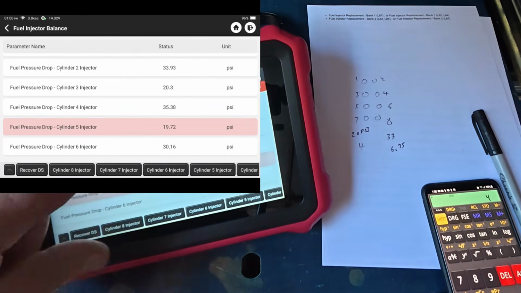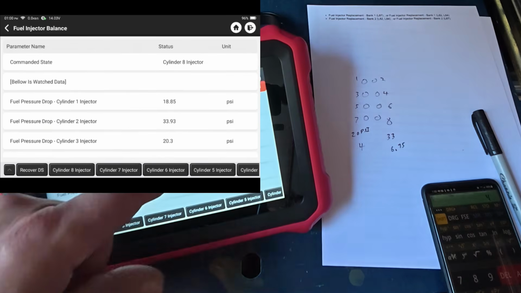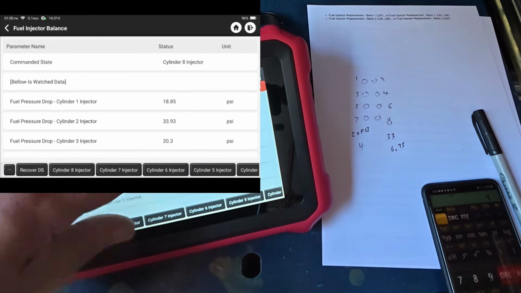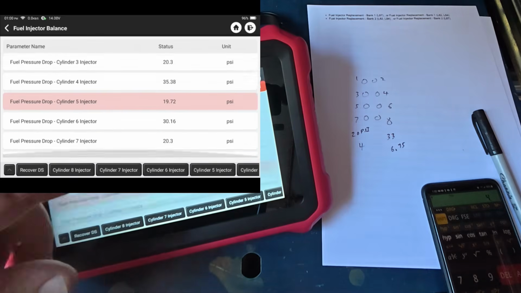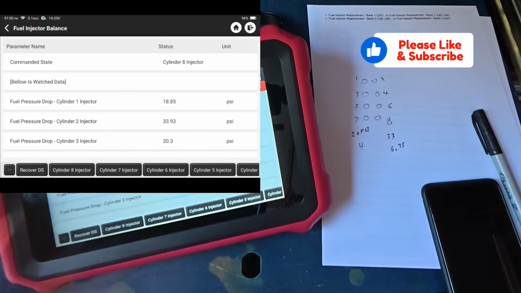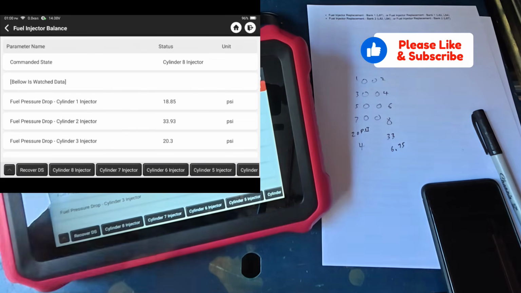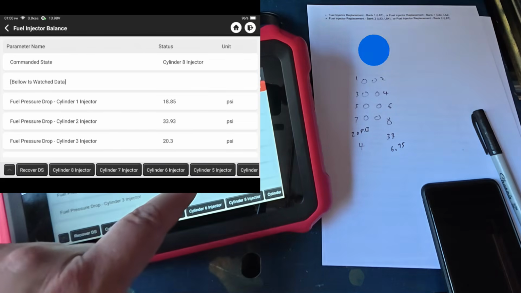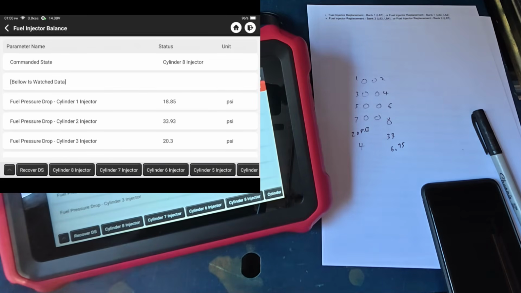Now, obviously, if you had a cylinder, for instance, if cylinder 1 was down at 10 and all the others was at 20, or 25 or whatever, you could instantly see that cylinder 1 injector was losing a lot more fuel, causing a lot more fuel pressure drop during the test, which would indicate that injector has issues. And likewise, if you had a pressure drop of literally 0, that would tell you that injector's not doing anything. It's stuck closed, or it's stuck to where it's not causing any kind of a pressure drop at all.